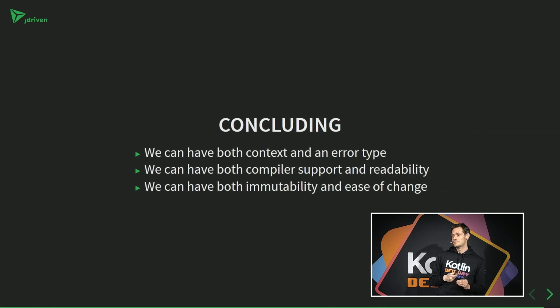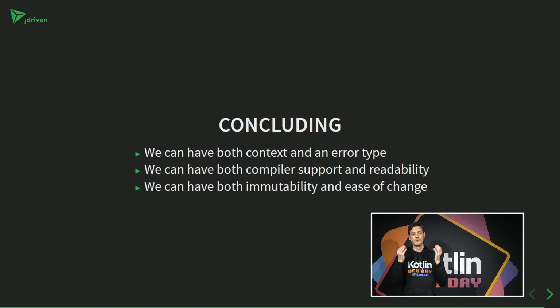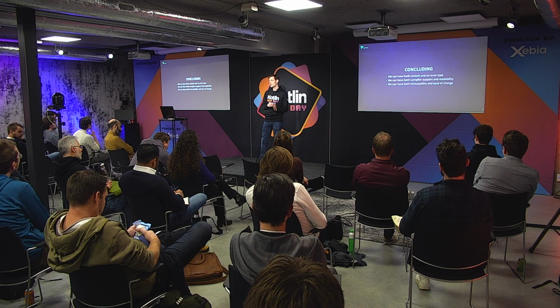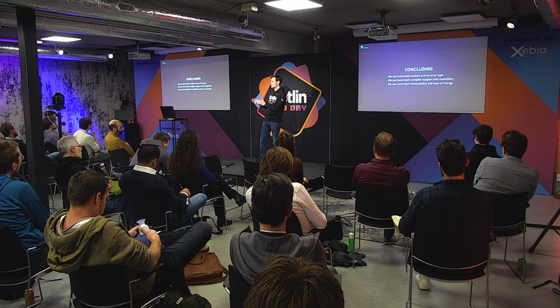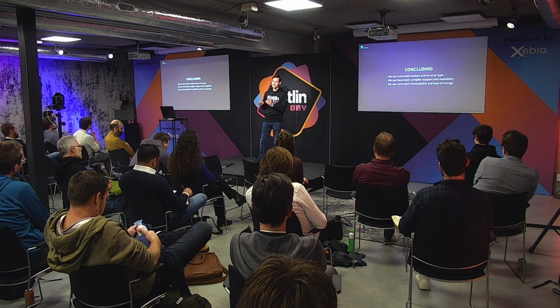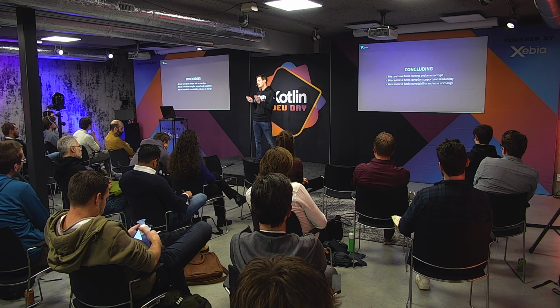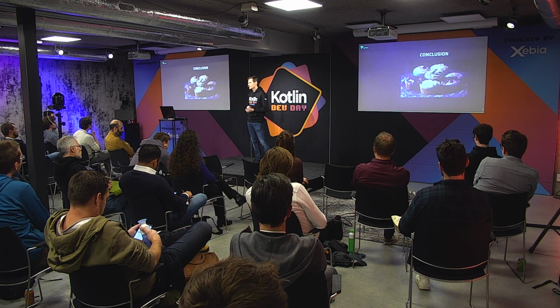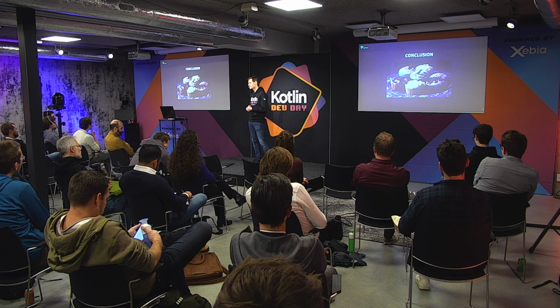So in the end, I think we can conclude that thanks to Arrow, we can have both a context and an error type as a return type. We can have both compiler support for all our error states and readable code thanks to our IDE comprehension. And we can have immutability and ease of change. So I think we can safely say that thanks to Arrow, we can have our cake and eat it too.